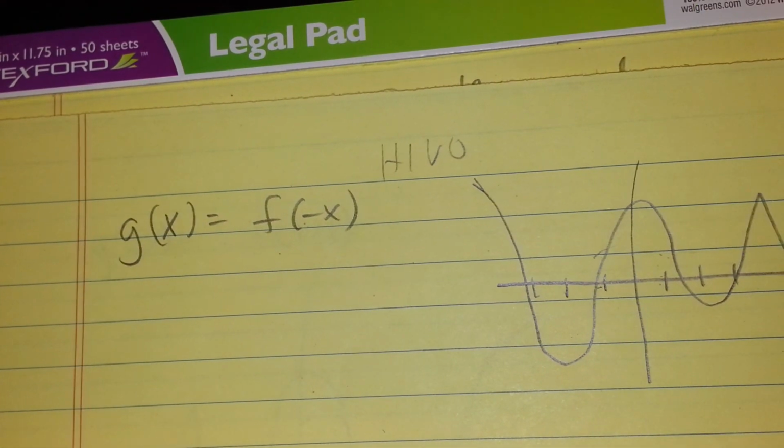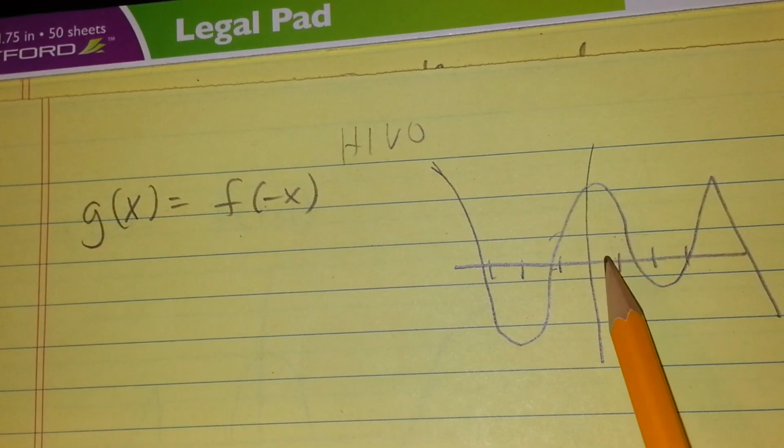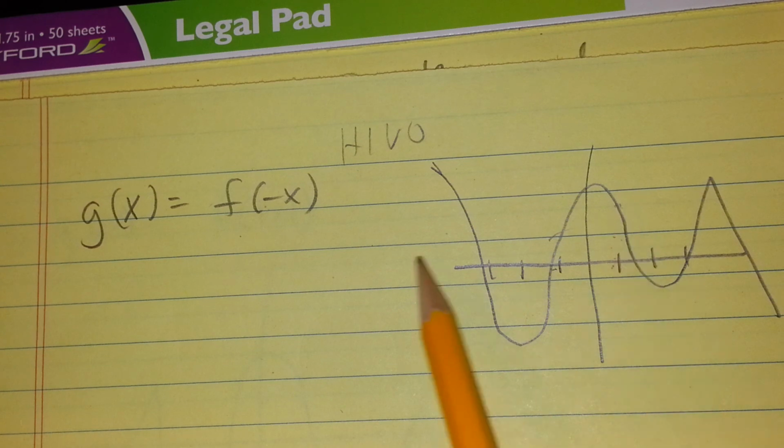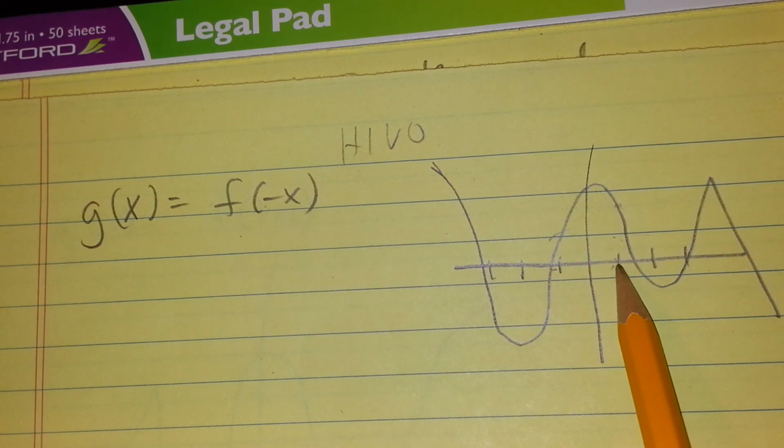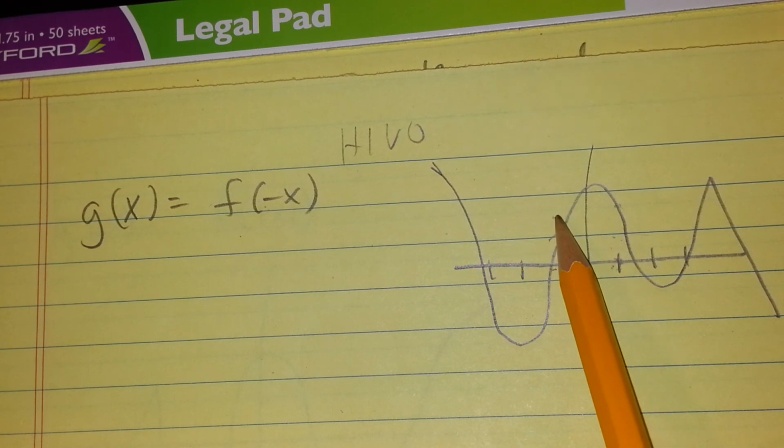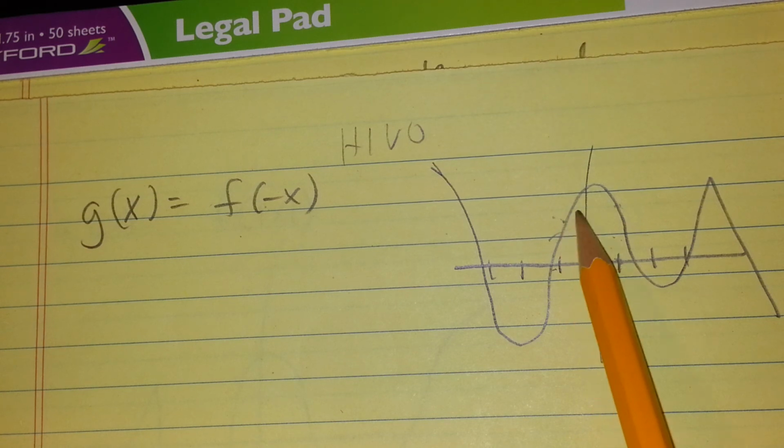So now, when I come in with, let's say, a 1, before I plug in 1 to my function, I change the sign and make it negative 1. So I come in with 1, make it a negative, and I apply the function. So I'm really getting the value of this over here now.